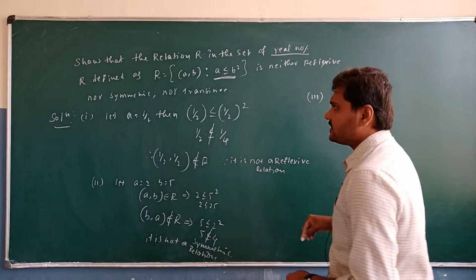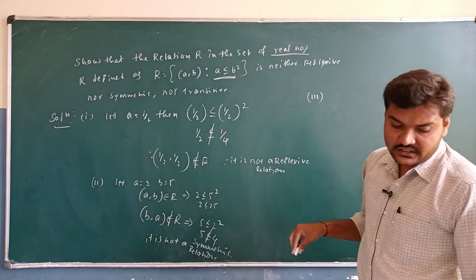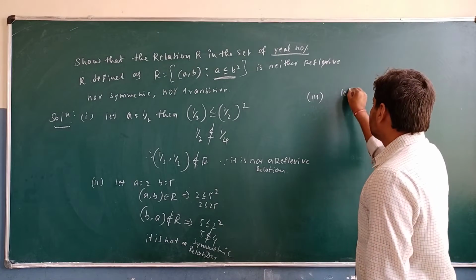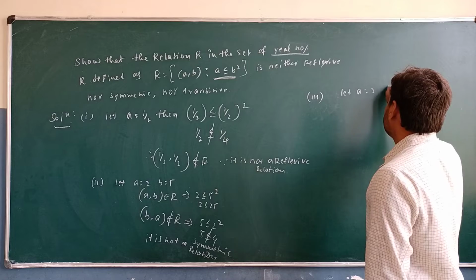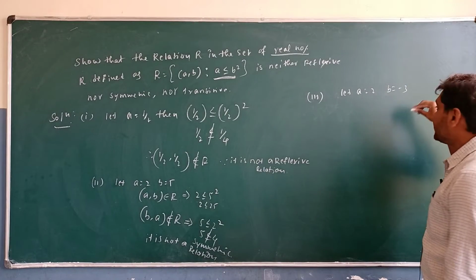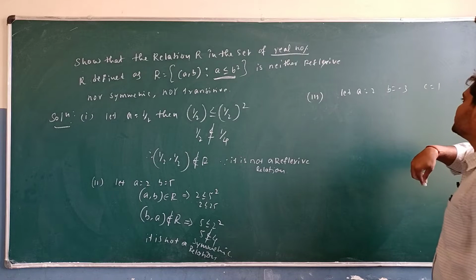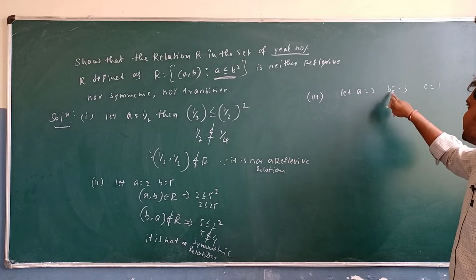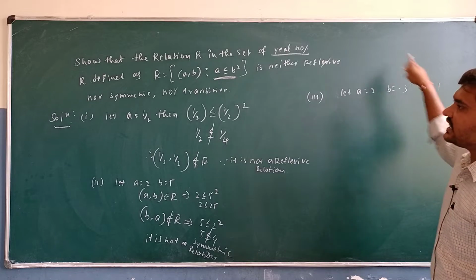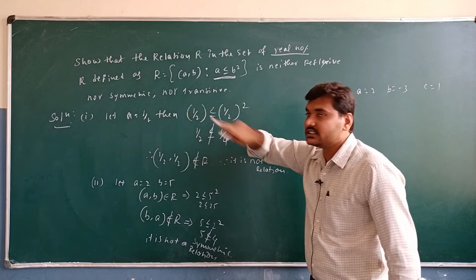The third relation is a transitive relation. We need to verify the transitive relation. So I am taking let a is equal to 2, b is equal to minus 3 and c is equal to 1. So let a is equal to 2, b is equal to minus 3, c is equal to 1. I am taking here, to verify the relation R is not a transitive.